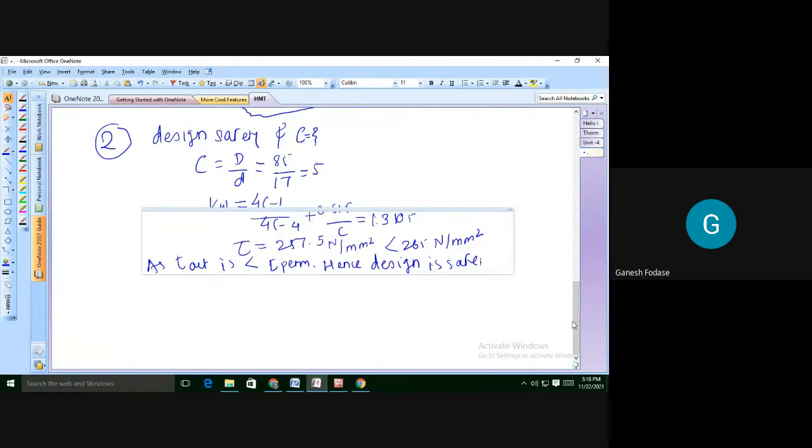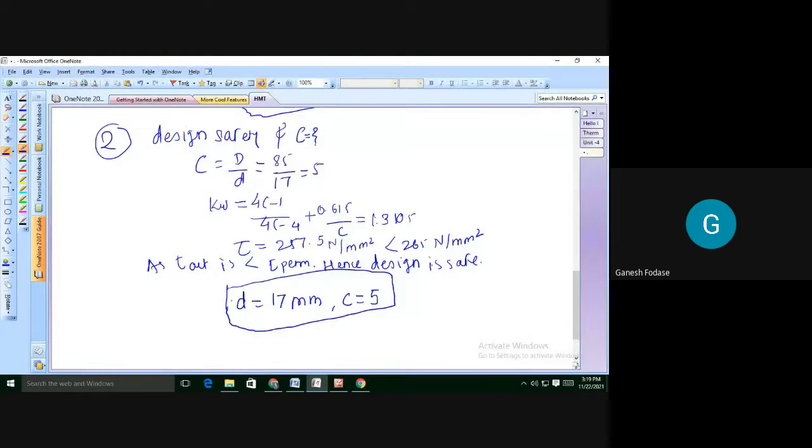What we design is, we find out two dimensions. One is small d is equal to 17 mm and C is equal to how much? 5. So these are the two dimensions we find out based on procedure till now. Okay. Now, next step is to find out number of turns in the coil, number of active coils we have to find out. That is number of turns, number of coils we have to find out.